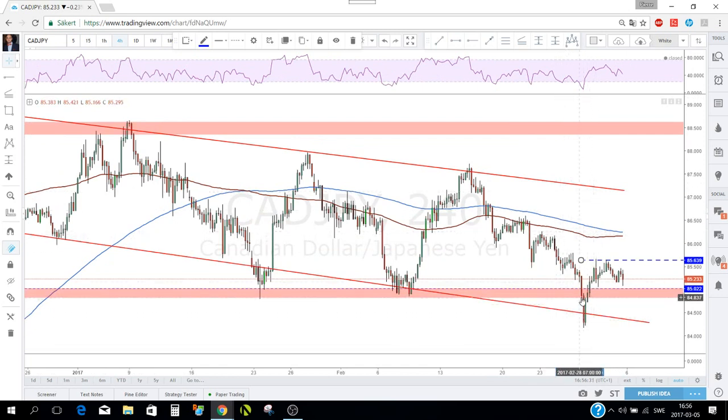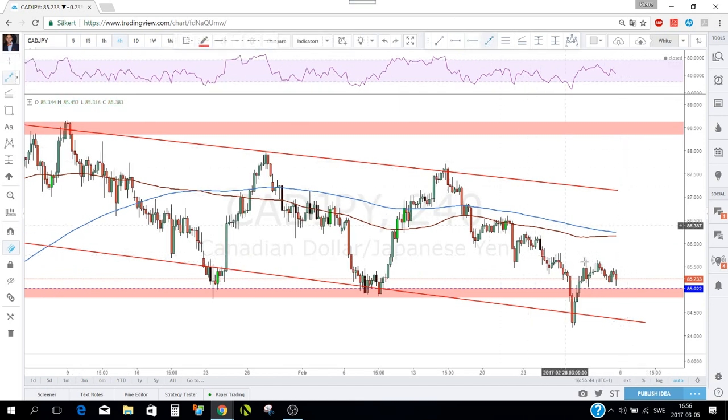The best scenario would have been if we didn't make this ugly break, but we have it now, and we should live with that. So for this pair, I want to see a clear retest and rejection, and a break of this high up here, to then maybe consider trading it to the upside.